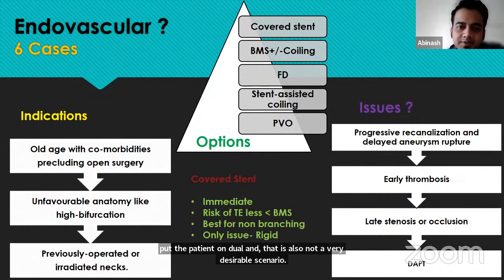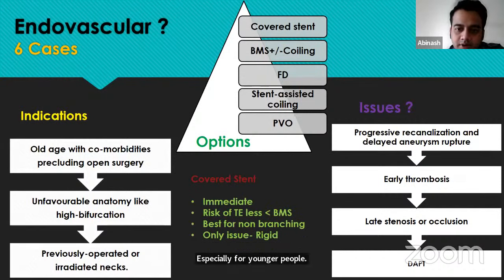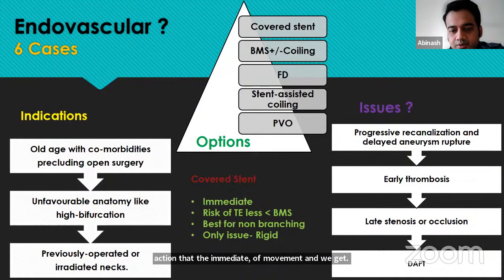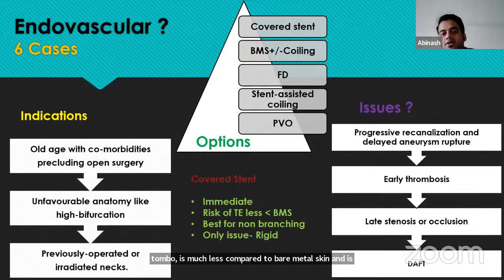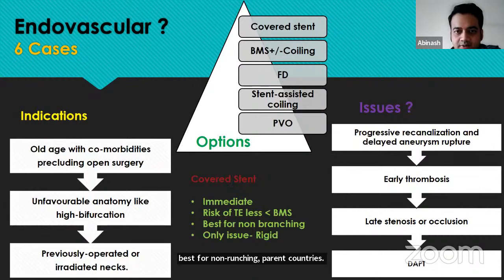So covered stent, the advantage is that it has an immediate action with immediate occlusion and immediate exclusion of the aneurysm from the circulation. The risk of thromboembolism is much less compared to a bare metal stent, and it is best for non-branching parent arteries. Only issue is that it is more rigid and not as flexible as a bare metal stent.